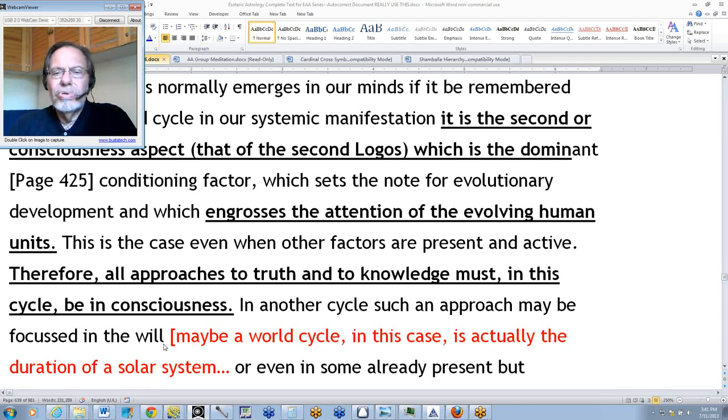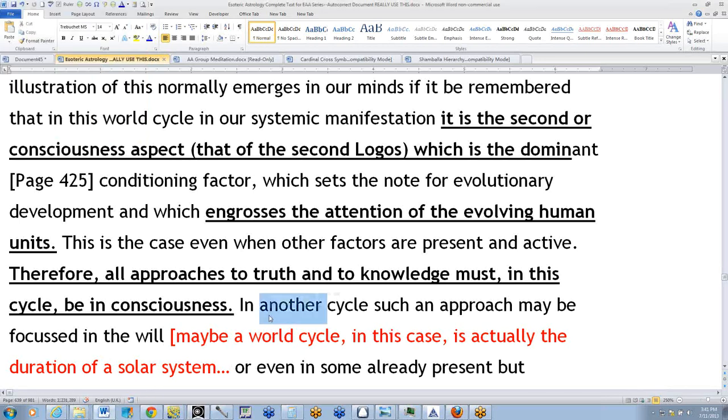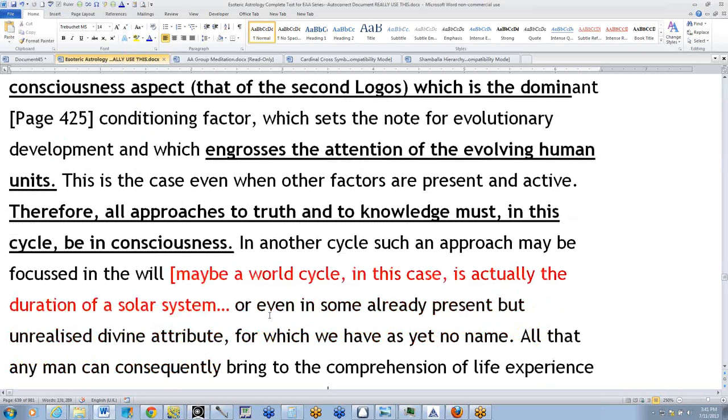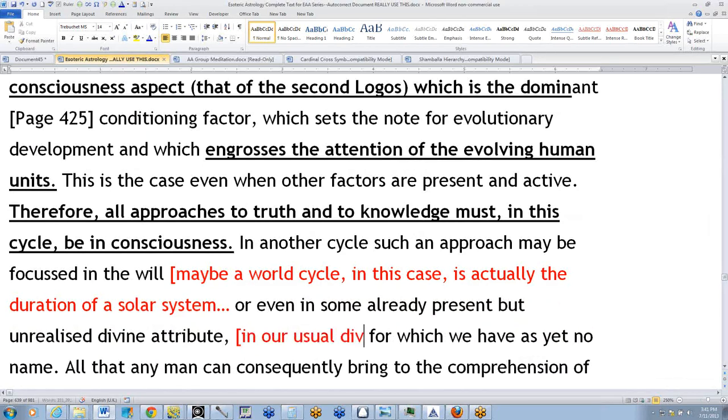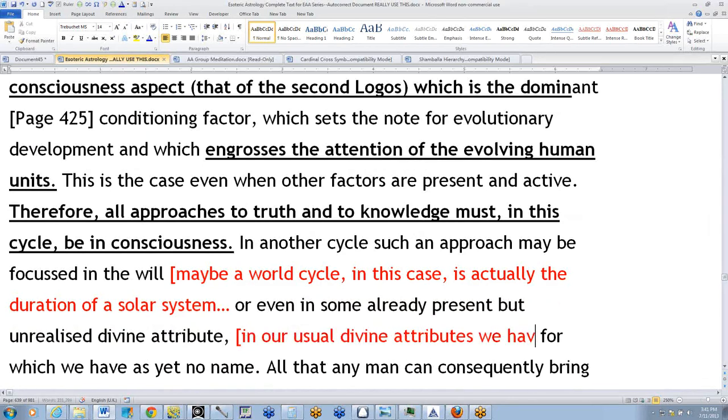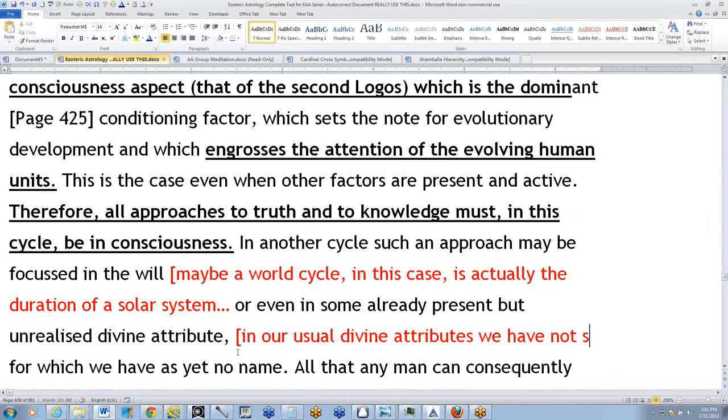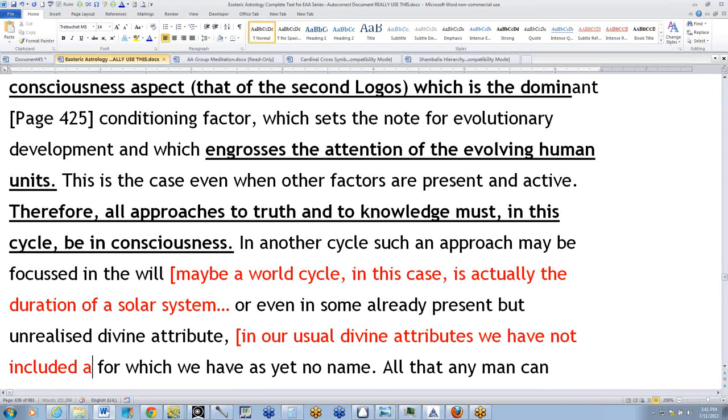Therefore, all approaches to truth and to knowledge in this solar system, in this cycle, must be in consciousness. In another cycle, such an approach may be focused in the will, or even in some already present but unrealized divine attribute, because we are told that in our usual divine attributes we have not included all possible divine attributes.